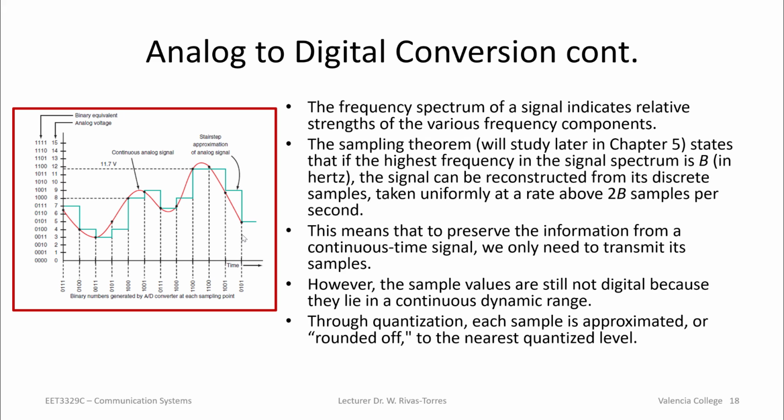And then what we do with 0 to 15, we assign a binary equivalent. How many binary digits? I'm going to show you soon. But this is really what quantization does. We sample at certain regular intervals, and when we sample, we quantize it. Then we convert it to digital.